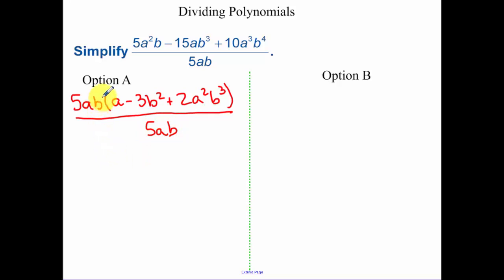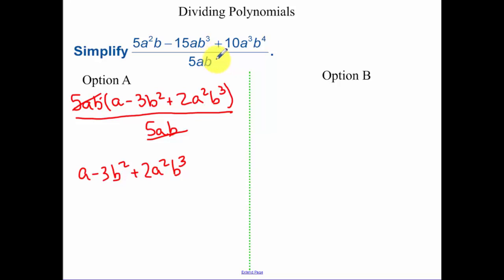Now because you're multiplying on the top and this 5ab is on the bottom, you can cancel those out and you're just left with a minus 3b squared plus 2a squared b to the third. Now this works if there's a monomial on the bottom. This other option B also works only if there's a monomial on the bottom.